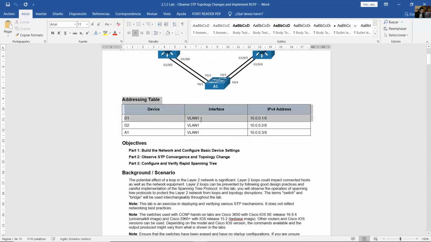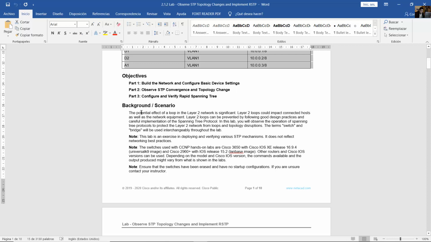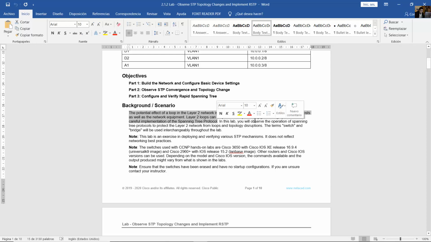Addressing table: D1, D2, A1, VLAN 1, 10.0.0.1, 10.0.0.2, 10.0.0.3. The potential effect of a loop in a Layer 2 network is significant. Layer 2 loops could impact connected hosts as well as the network equipment. Layer 2 loops can be prevented by following good design practices and careful implementation of the Spanning Tree Protocol. You will observe the operation of spanning tree protocols to protect the Layer 2 network from loops and topology disruptions.